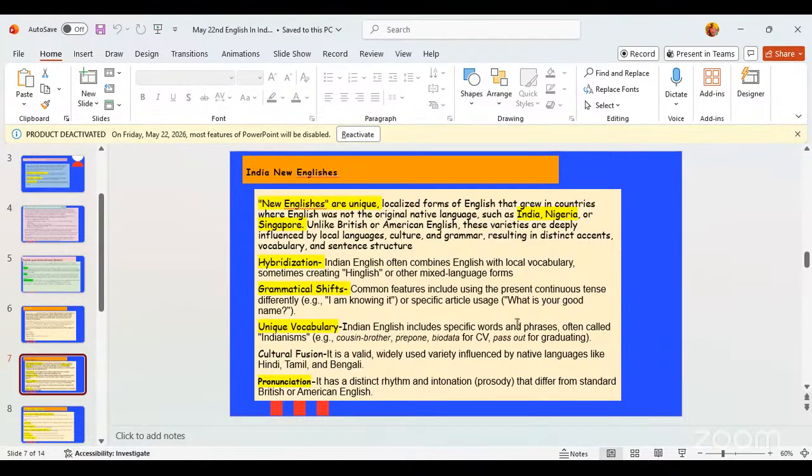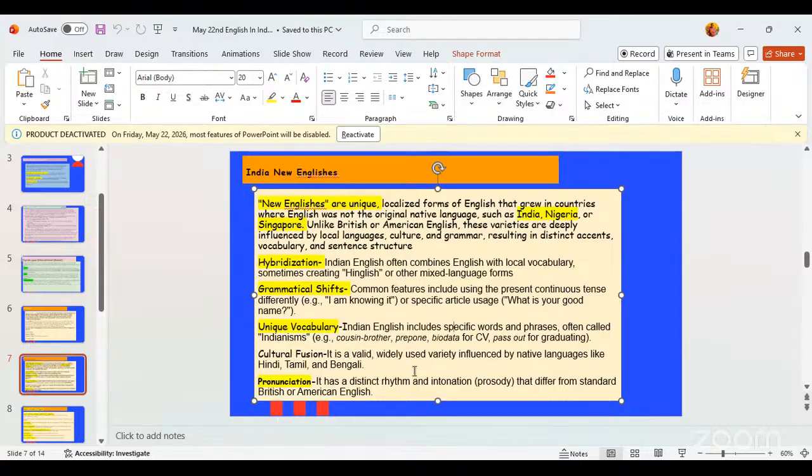Hybridization. Indian English often combines English with local vocabulary, sometimes creating Hinglish or other mixed language forms. The grammatical shifts commonly include using the present continuous tense differently. Example, I am knowing it, or specific article usage. What is your good name? Unique vocabulary. Indian English includes specific words and phrases, often called Indianisms. Examples: cousin brother, prepone, biodata for CV, and pass out for graduation.